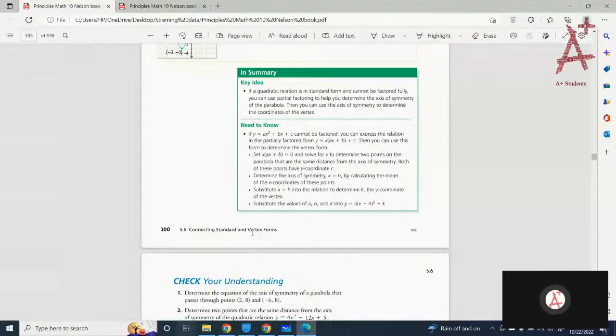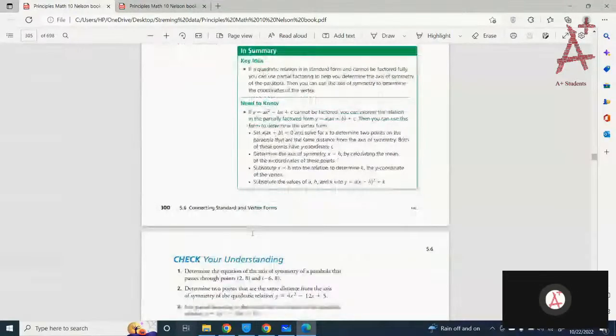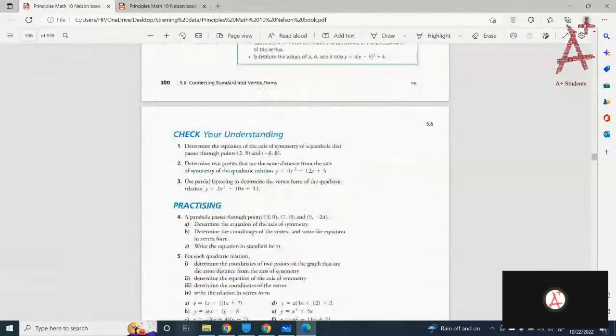Okay, let's start with an example. You have to use these all. Let's start with check your understanding. Determine the equation of axis of symmetry of a parabola that passes through the points. You are given two of the points, and you have to find the equation of the axis of symmetry. The points are (2, 8) and (-6, 8).